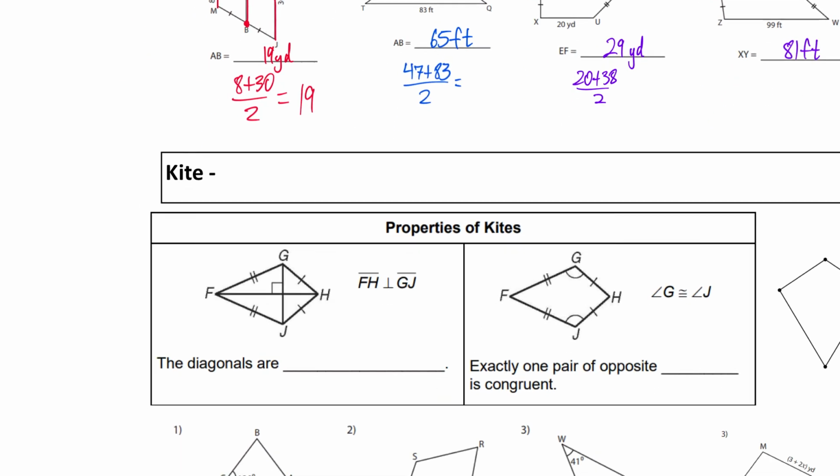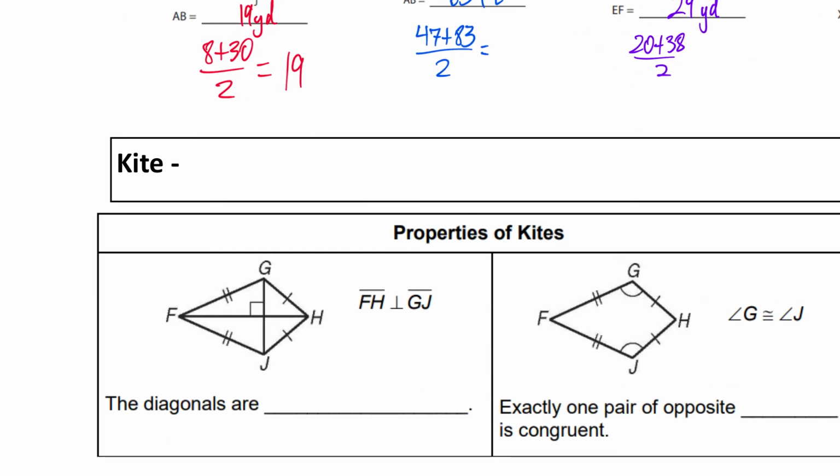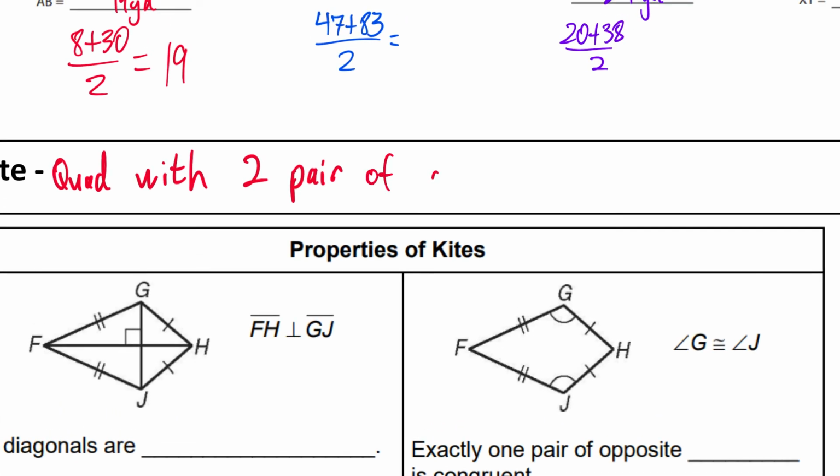Okay, then the last thing is a kite. A kite is a quadrilateral with 2 pairs of congruent consecutive sides.